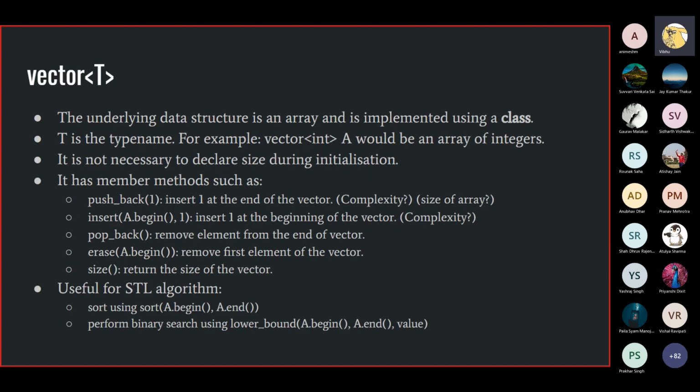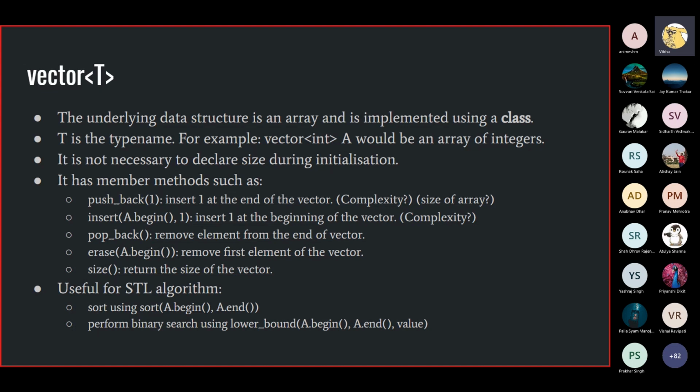Firstly, vector. Just like you define an integer array, where you say int, then define the variable name and the size, similarly you can have a vector of T, where T is the type name. For example, vector int, and A would be an array of integers. The underlying data structure, very obviously, is an array and is implemented using a class.